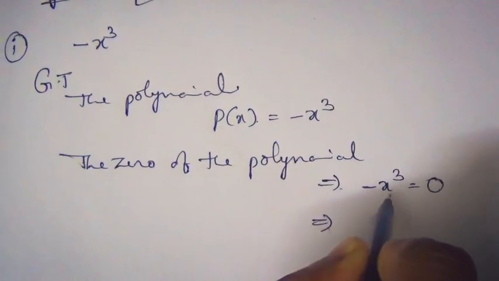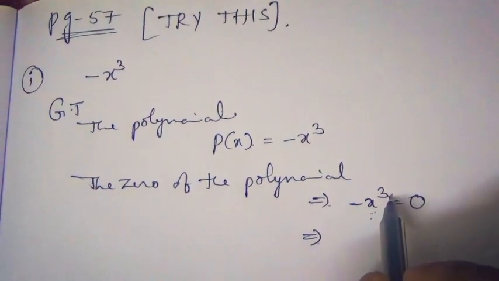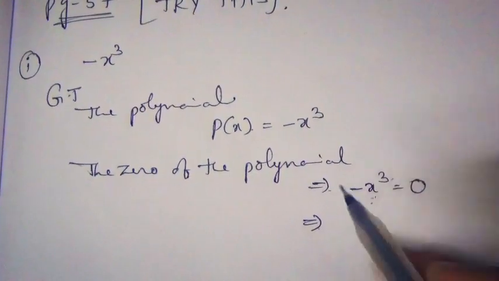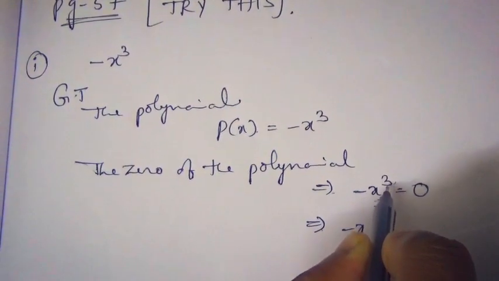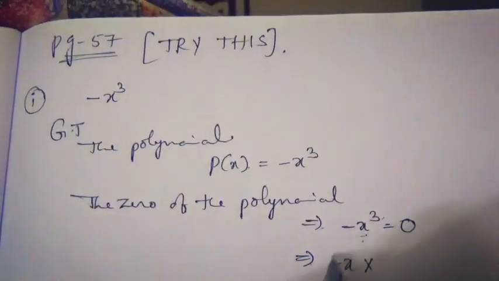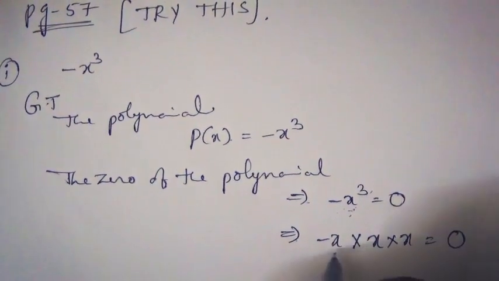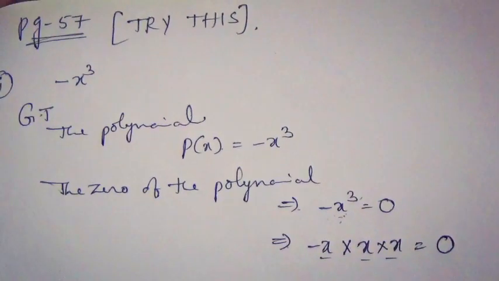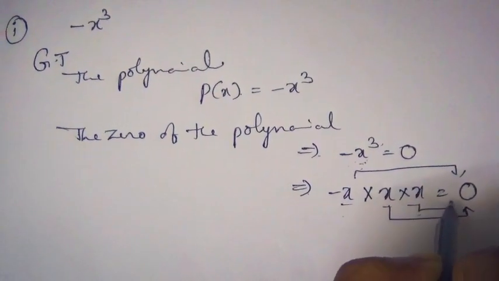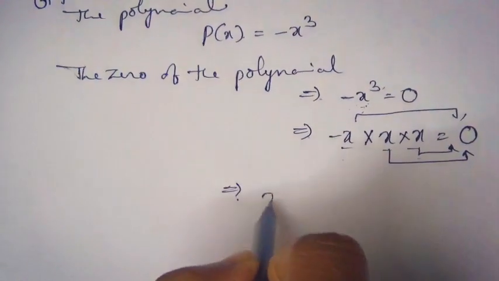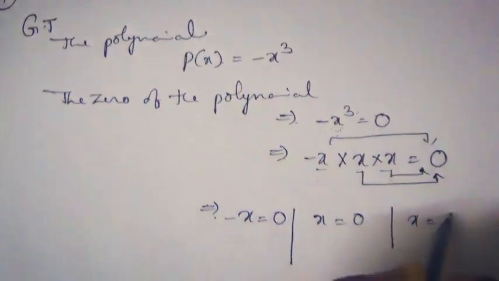That implies you just separate this x to the power of 3. Cube means we have to multiply this x term three times, right? The cube is only for x, not for the minus. Minus x we separated, and x into x into x is equal to 0. How many x variables do we have here? 3, right? You just equate all of them with 0. Then it becomes minus x is equal to 0, and x is equal to 0.